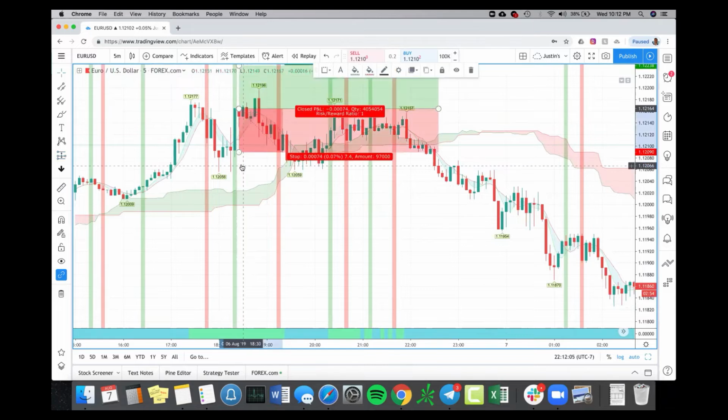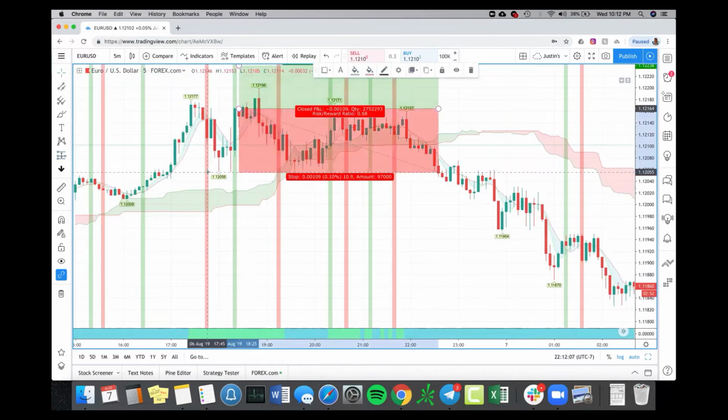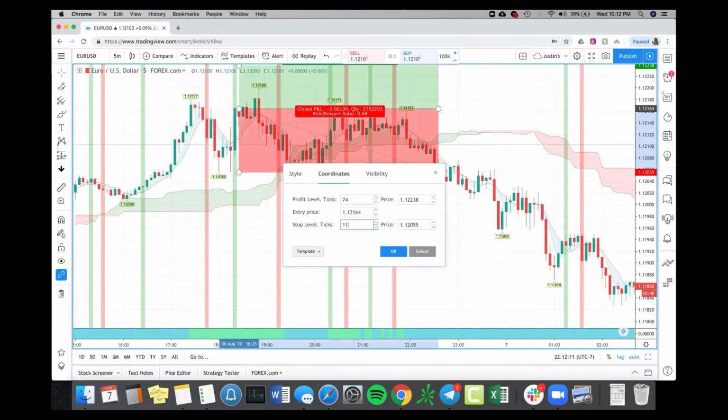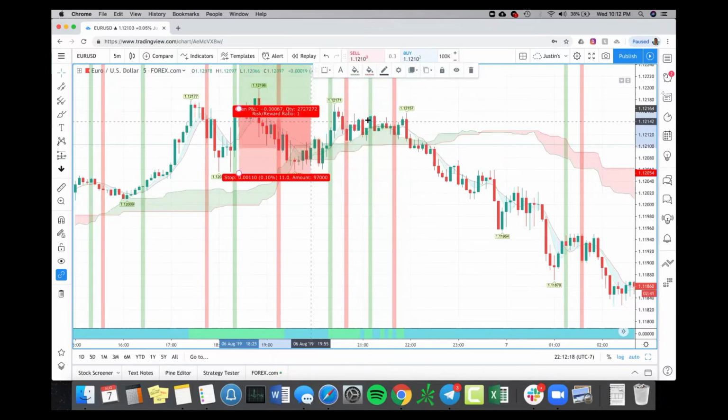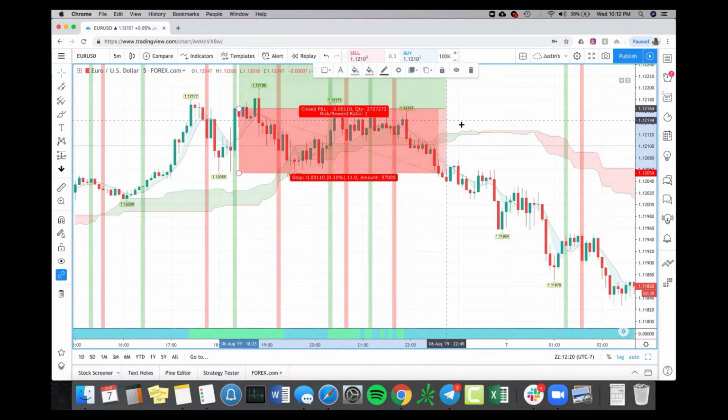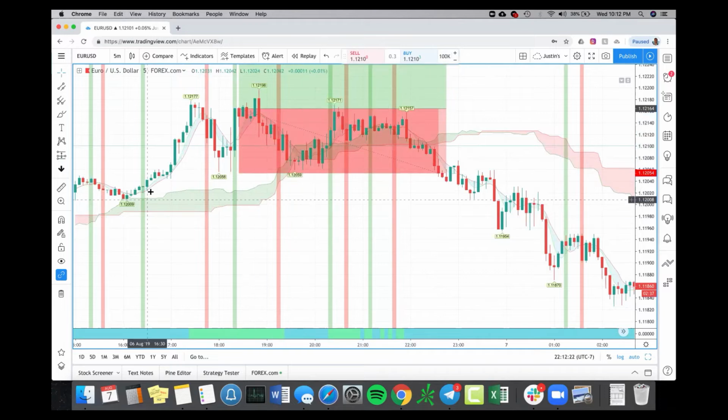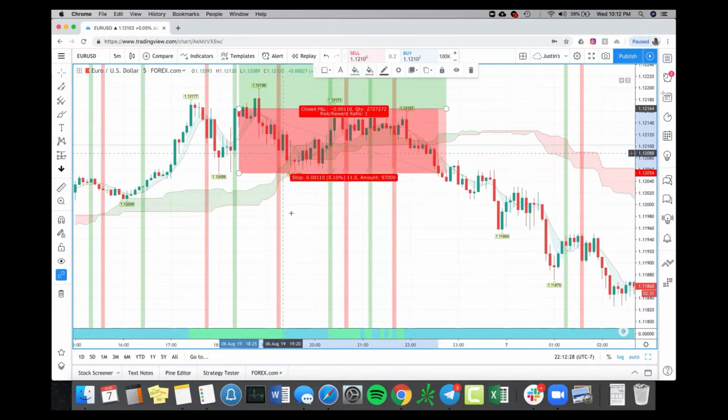So if I entered right here, this would have been about 11 pips, and 11 pips the other way. So in this situation, I would have trailed the stop. If we moved into profit, I would use my exit strategy. So if we're doing, let's see, 11 pips.